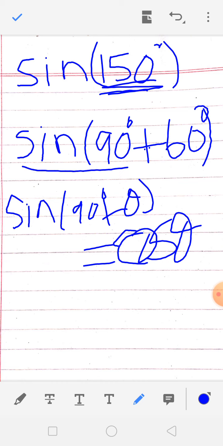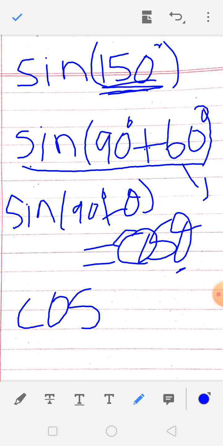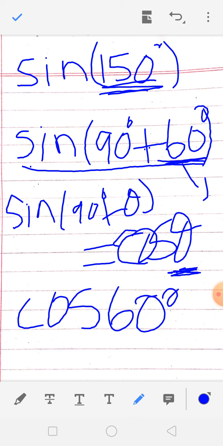So this is our question. So how will it change? Sine changes to cos theta. So in the place of theta, what value do we have? 60. So 60 degree. That's it. This is what we have to prove. Okay.